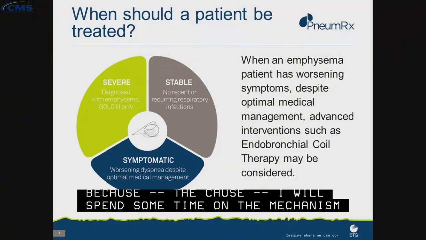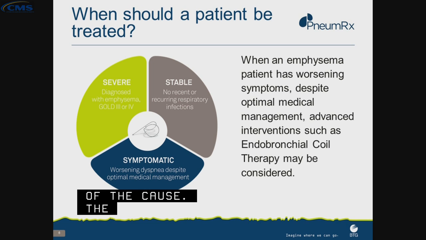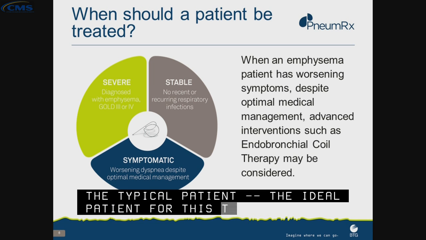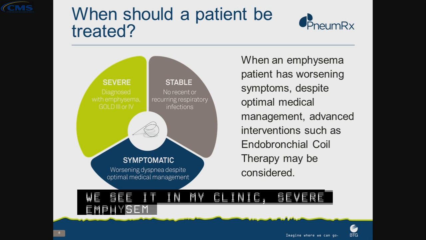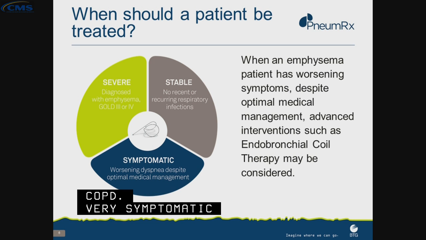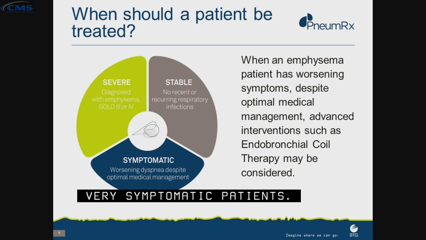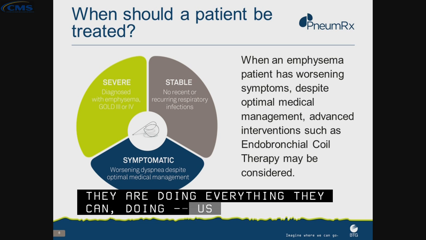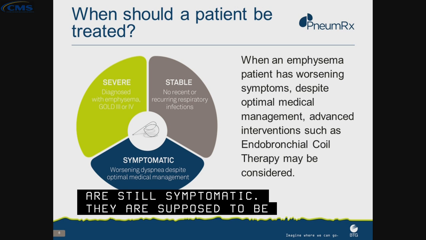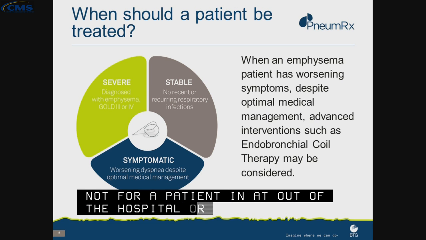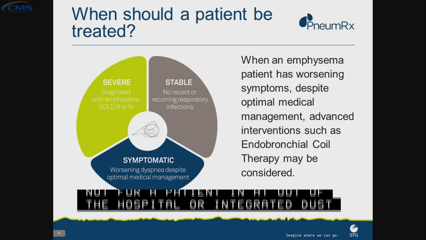The typical patient, or the ideal patient for this technology, is unfortunately way too common. We see it in my clinic all the time: severe emphysema, stage 3 or 4 GOLD stage COPD. Patients are very symptomatic, and they are doing everything they can. They're using their inhalers, they're participating in pulmonary rehabilitation, and yet they're still symptomatic. And they're supposed to be stable. When I say stable, this is not for a patient that's in and out of the hospital all the time or being intubated and mechanically ventilated. So somewhat stable, very symptomatic, and doing their best to control their disease.